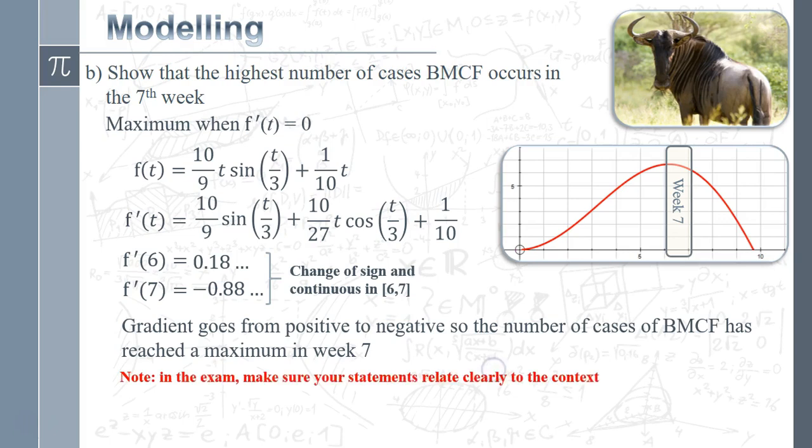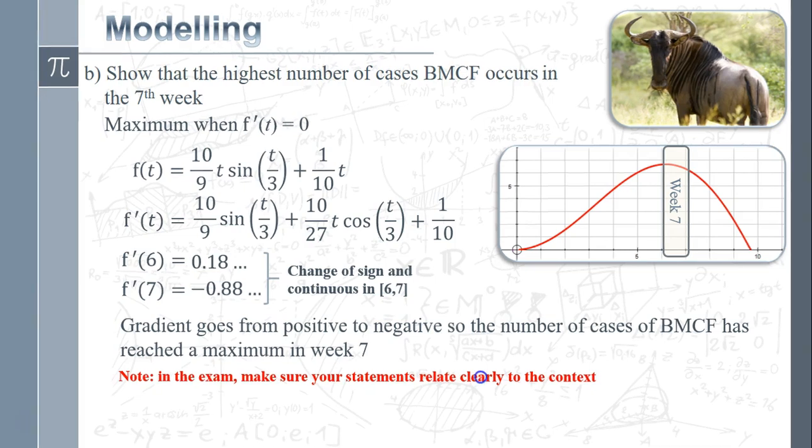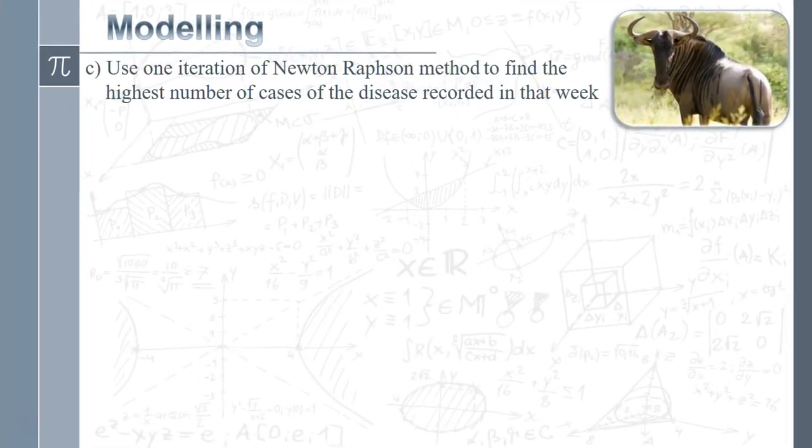And again, it's absolutely vital that you relate your conclusion back to the context we're talking about. So I'm very clearly saying that the maximum number of cases has occurred in week 7. Right, that's that bit sorted. So part B turned out to be just a change of sign deal. Let's have a look at part C.